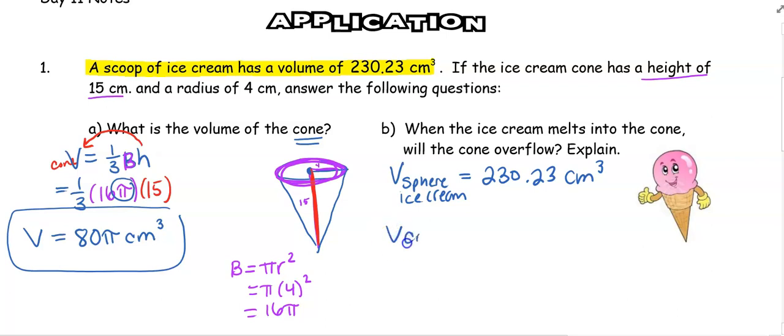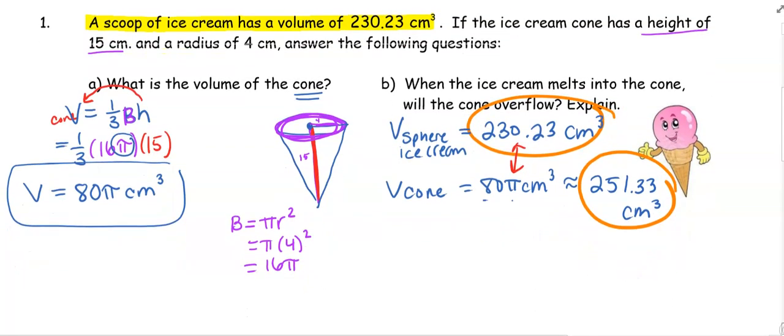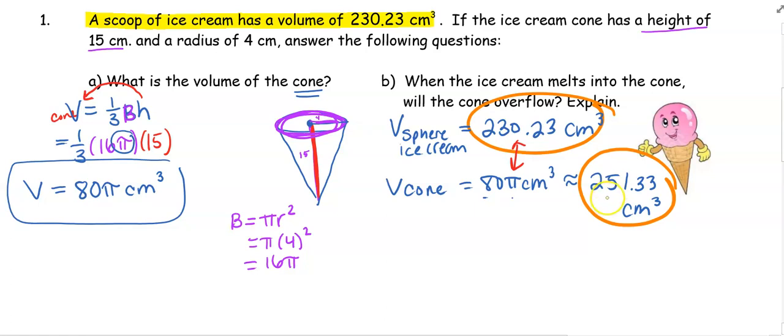So we have the volume of the cone, which is 80 pi. The problem is, I can't compare these two numbers. They both are centimeters cubed, but this is 80 times pi. There's no pi. I can only compare numbers easily if they're both pi. So what I'm going to do is I'm going to enter this into my calculator. I'm going to do 80 times pi, and I get that the volume of the cone is 251.33 centimeters cubed. So this is my ice cream. This is my cone. Which one is more? The cone has a bigger volume than the ice cream.